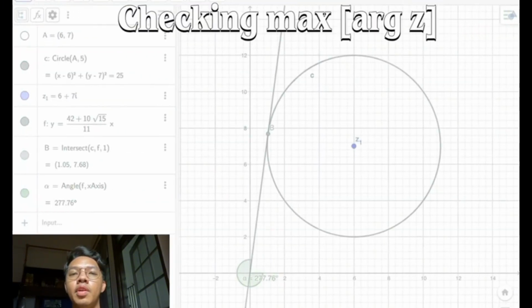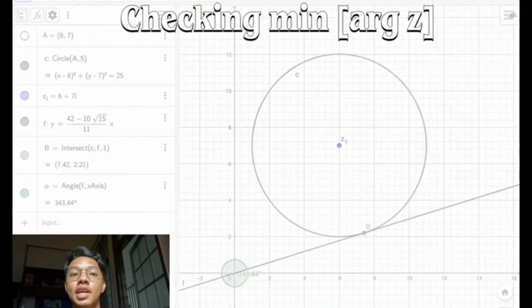Then, for the proving of minimum and maximum argument z, first, we draw a linear line with the gradient that our friend calculated before, which is 7.339. The angle from the positive x-axis to the line is the maximum argument z, and for the minimum argument z, we draw a line with gradient 0.297. The angle from the positive x-axis to the line is the minimum argument z.